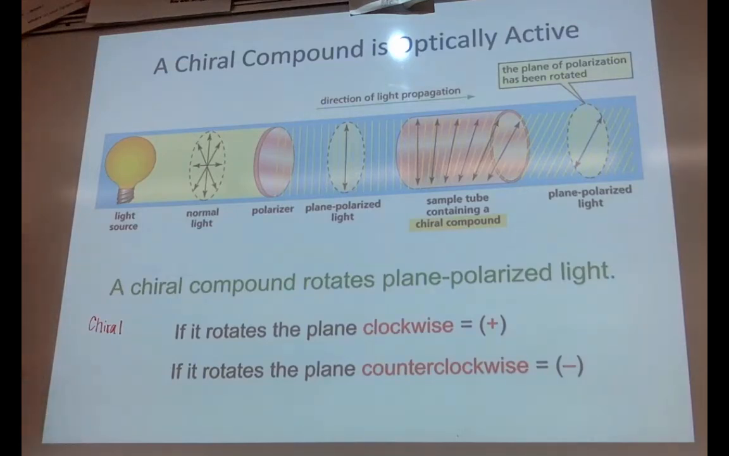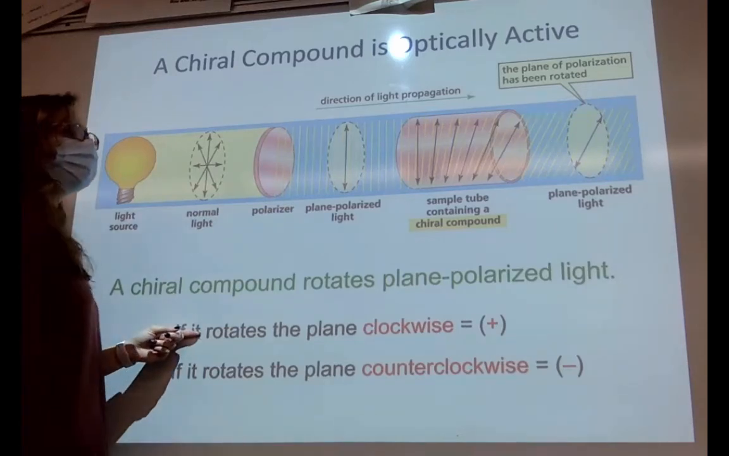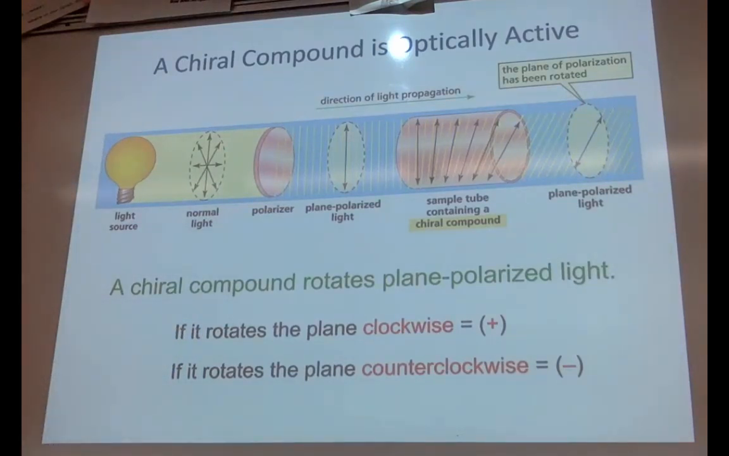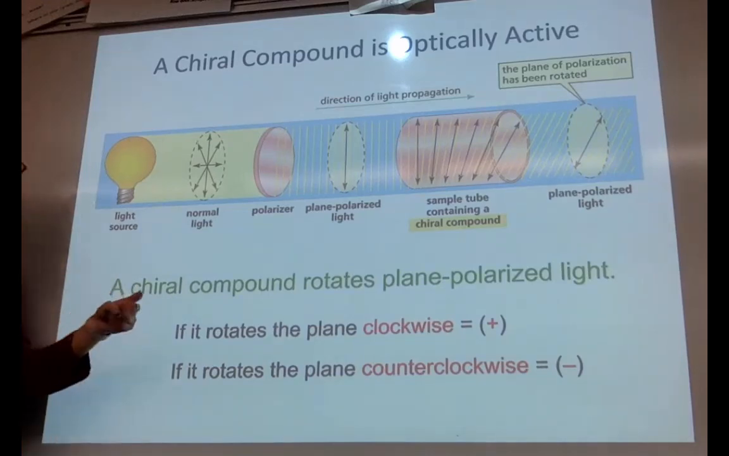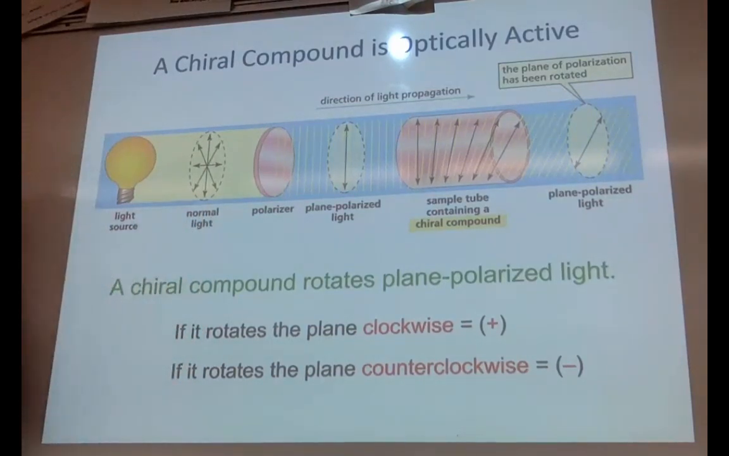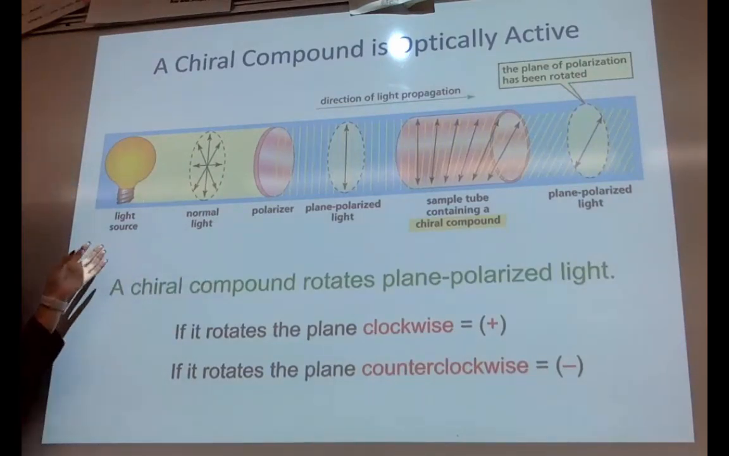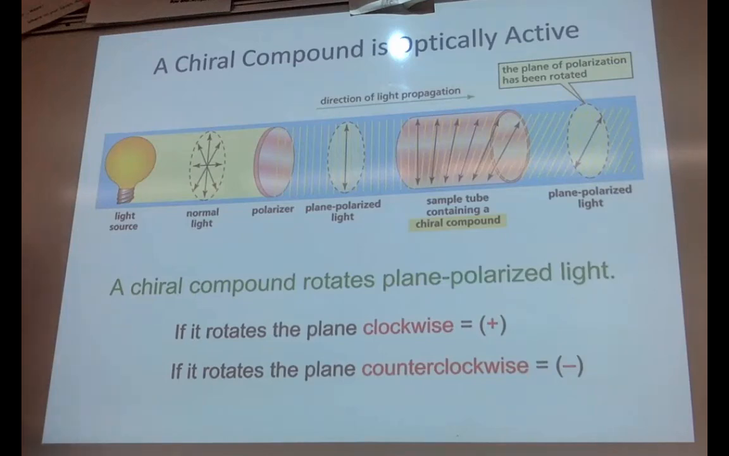Now here's really one of probably the bigger things. This is where that plus and minus came in. If it rotates the light clockwise, you'll see a plus in front. If it rotates the light counterclockwise, you see a minus in front. So you still have the enantiomers, and we noticed with the example before we had the plus and the minus. So one enantiomer will rotate it clockwise, the other will rotate it counterclockwise.